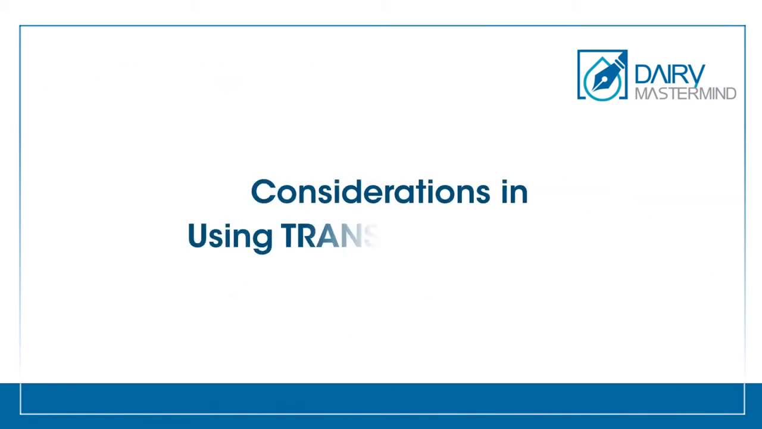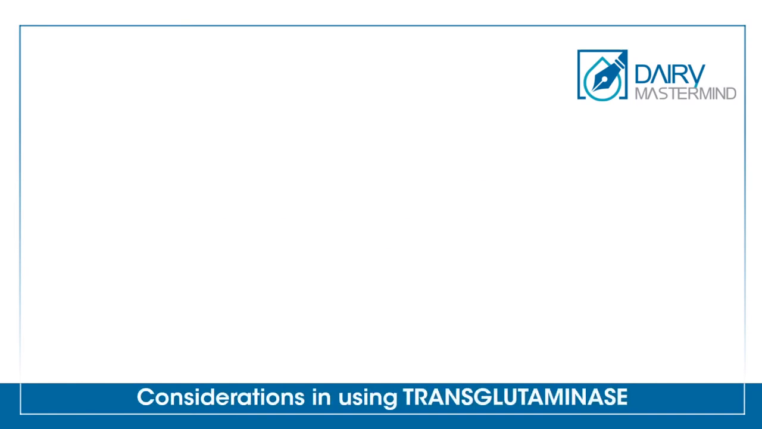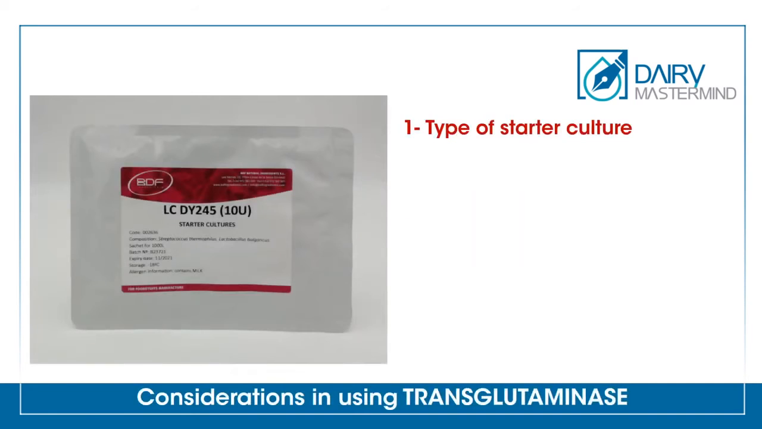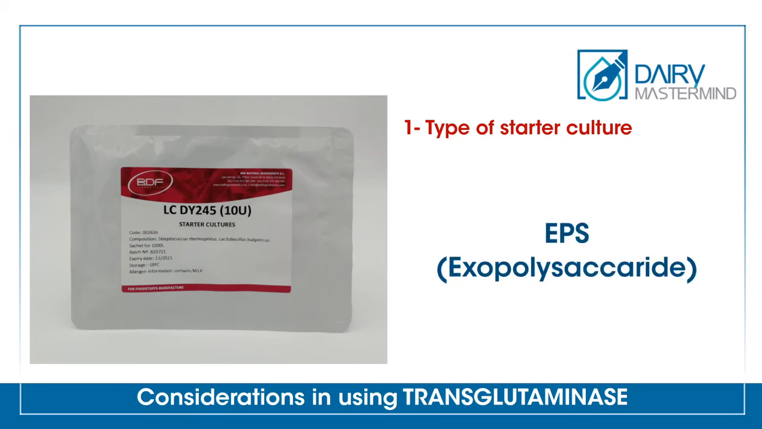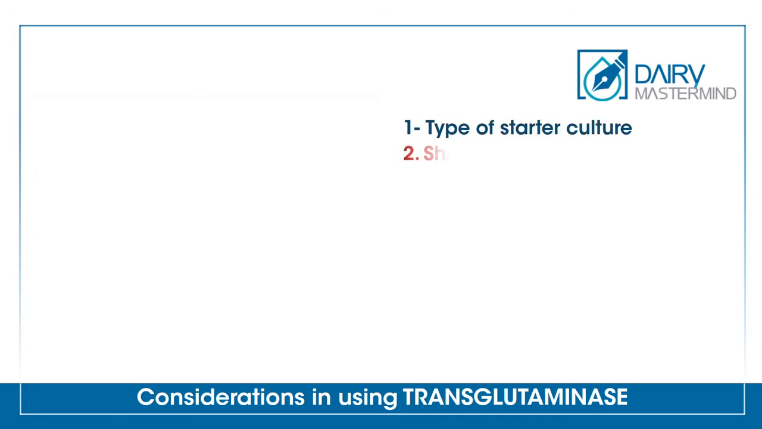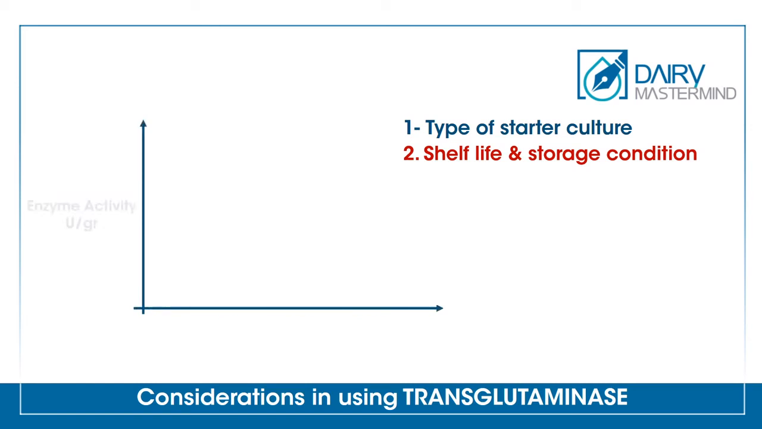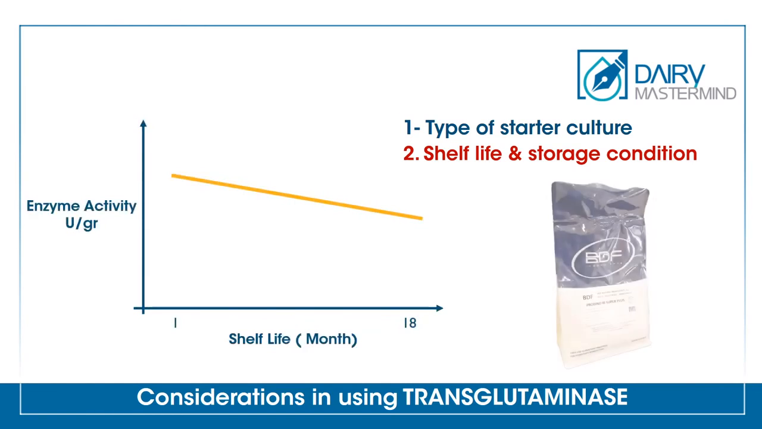Considerations in using transglutaminase. To achieve the best result in using transglutaminase, the following points should be considered. Type of starter culture. Transglutaminase enzyme is compatible with most types of starter culture, but works more effectively with some of them. To reach the best results, it is advised to use EPS, exopolysaccharide producing starter culture, with TG enzyme. Because TG enzyme gradually loses its activity over time, pay attention to the enzyme's shelf life.